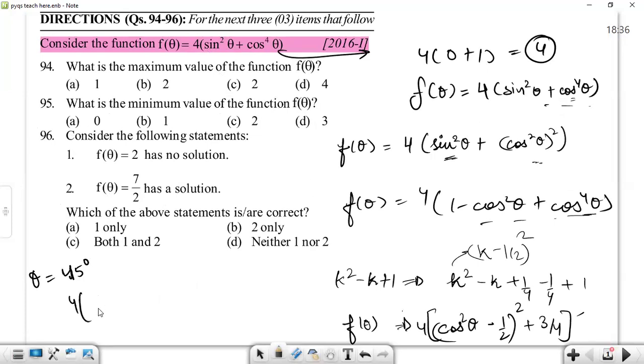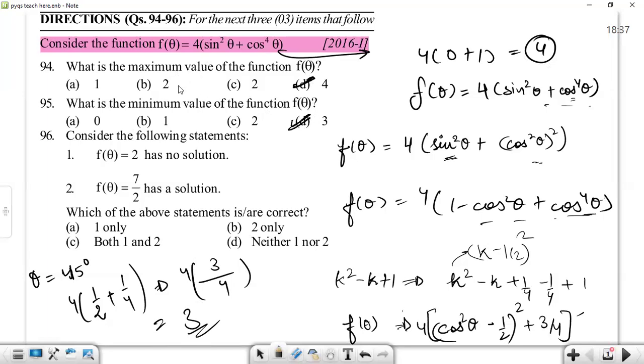For this, 4 into half plus cos 4 theta by 4. Are you able to understand why it is 1 by 4? So it is 3. So its value is 3. Now we can see that the maximum value we have is 4, and the minimum value we have is 3.